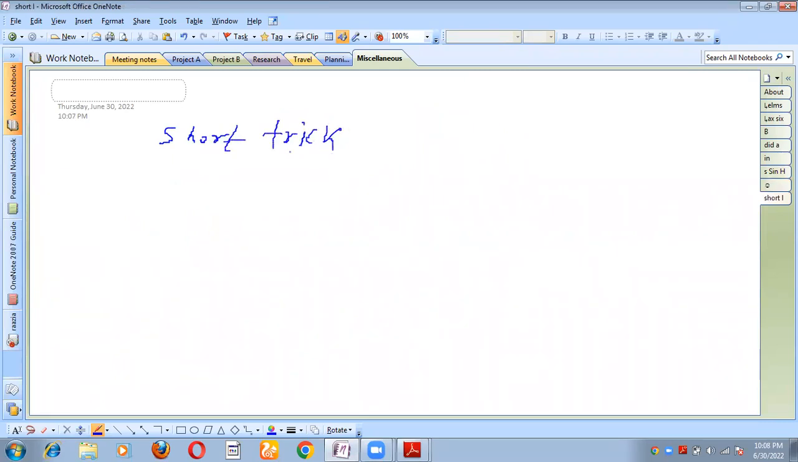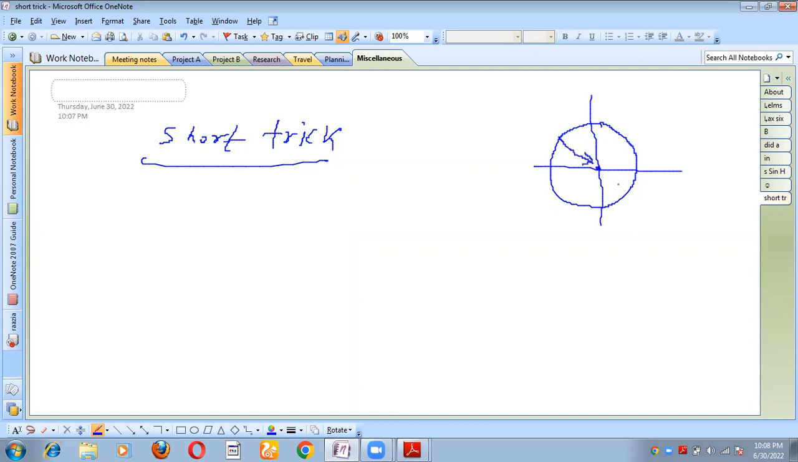Save your time, save calculation. Here we have a symmetric case, right? So the electric field at the center is equal from all directions. From each and every direction there is an equal and opposite electric field.